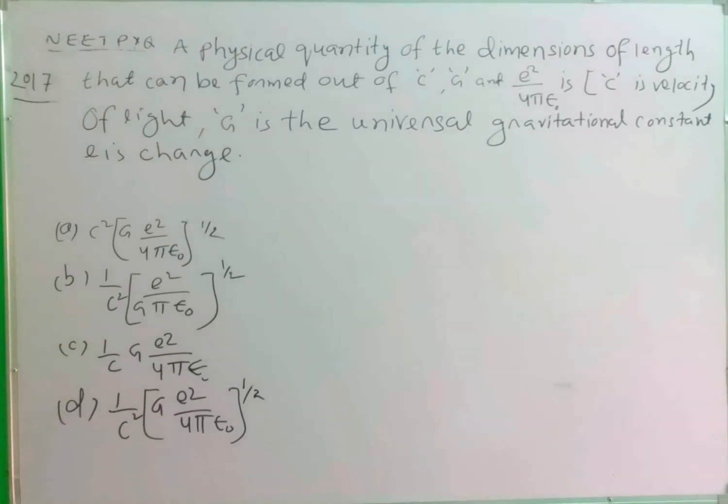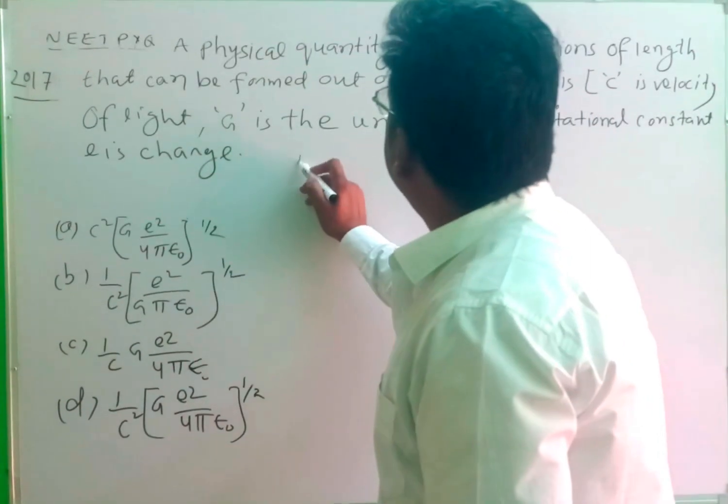Students, this question was asked in the year 2017. A physical quantity of the dimensions of length that can be formed out of c, G and e²/4πε₀, where c is velocity of light, G is the universal gravitational constant and e is charge. So students, let us write the equation.